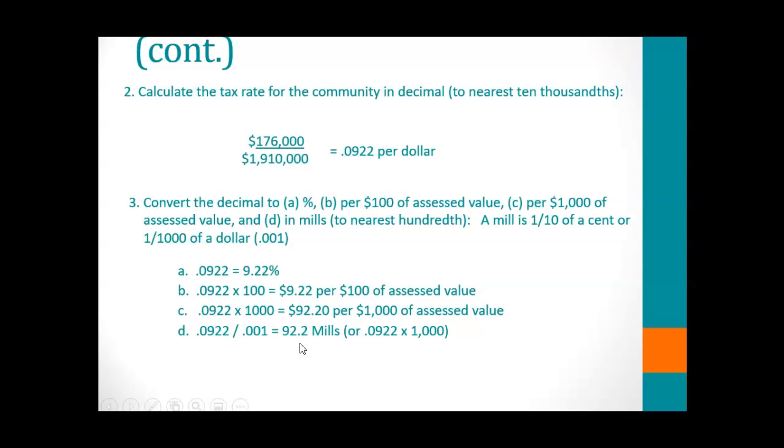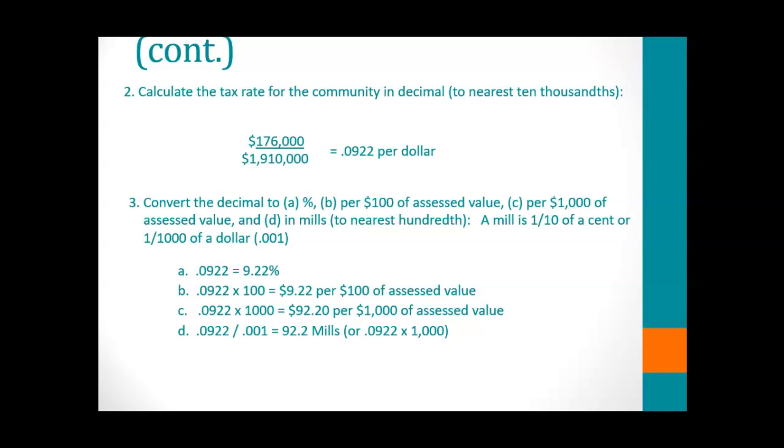And when it comes to mills, a mill represents 1/1000th of a dollar, or 0.001. So what we're saying here is that 92.2 mills is going to be assessed. Now, I want you to remember, or what you'll see is that these are just different ways we can calculate the property value for a property.